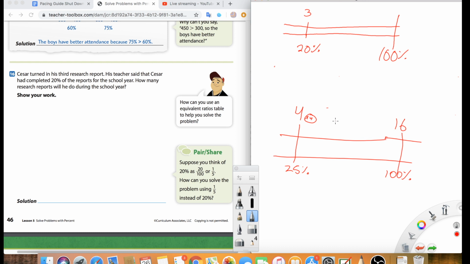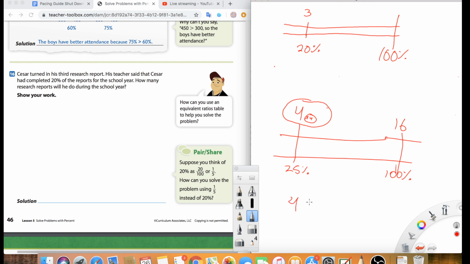Now, when do you have to use multiplication? When do you have to use division? Remember the trick I told you. If the answer is going to be bigger than the original number, we're going to be dividing. Right here, we know that 4 was our original number, and it became 16 with 100%. So we know that this one was going to get bigger for our answer.